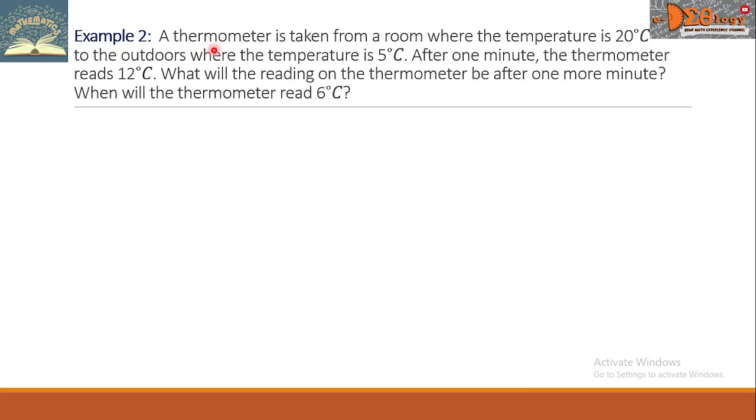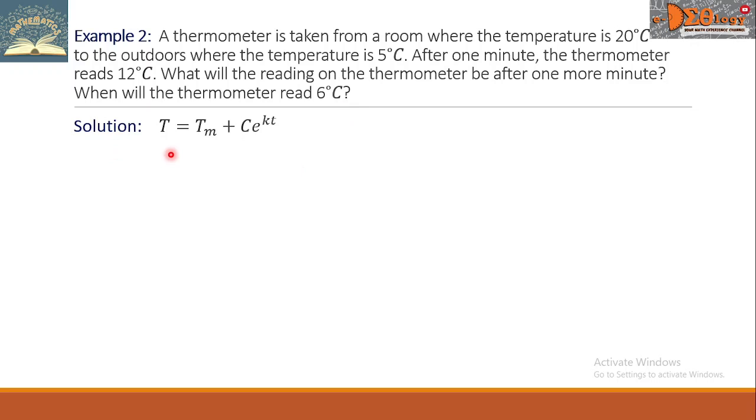Example 2. A thermometer is taken from a room where the temperature is 20 degrees Celsius to the outdoors where the temperature is 5 degrees Celsius. After 1 minute, the thermometer reads 12 degrees Celsius. What will the reading on the thermometer be after 1 more minute? When will the thermometer read 6 degrees Celsius?